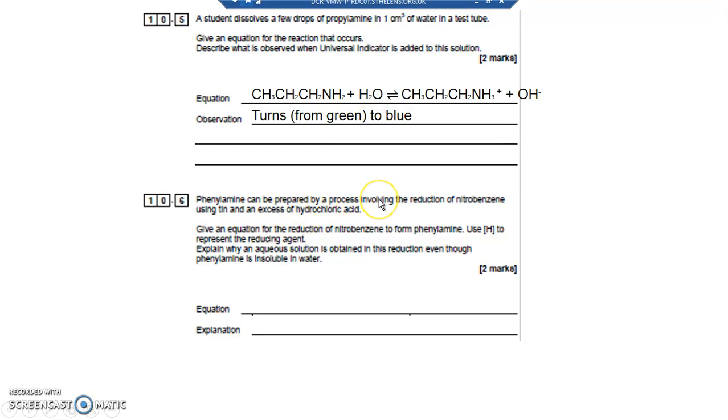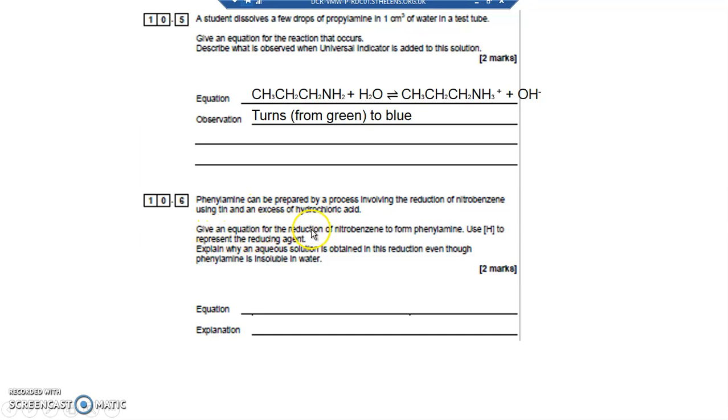Propylamine can be prepared from a process involving the reduction of nitrobenzene. So benzene, a benzene ring with an NO2 on it, using tin and an excess of hydrochloric acid. Another way of getting NO2 groups on a benzene to an NH2, phenylamine and amine, NH2, would be to add hydrogen and nickel. But in this case they want to add tin and hydrochloric acid. It's another way of doing it.